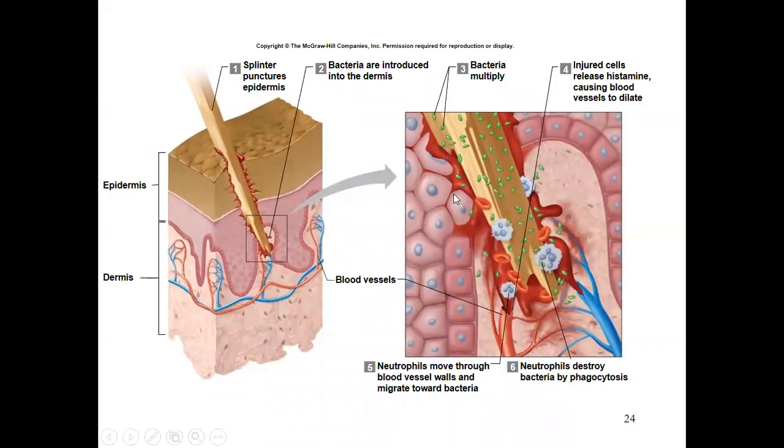So make sure you're looking at this PowerPoint so that you can get a better understanding. If a person gets stuck with a splinter, then this is what this is blown up. The green bits are your bacteria that have been introduced into the body.